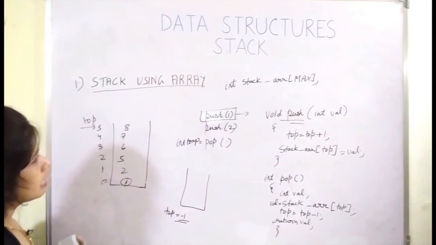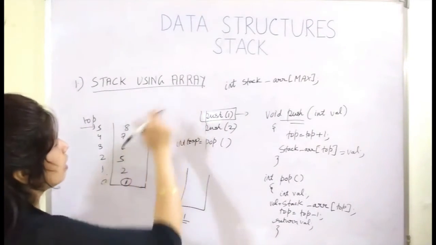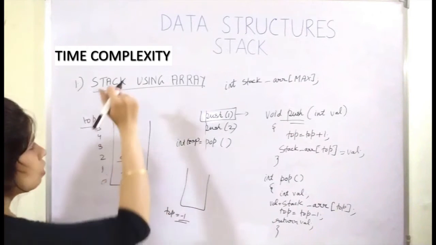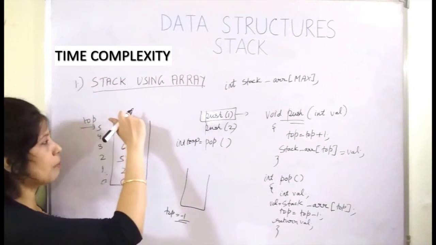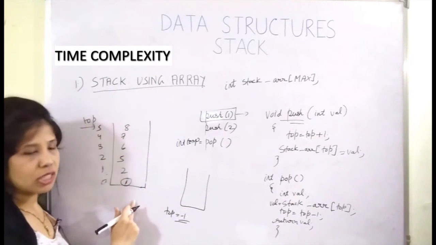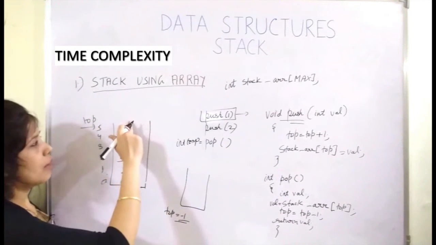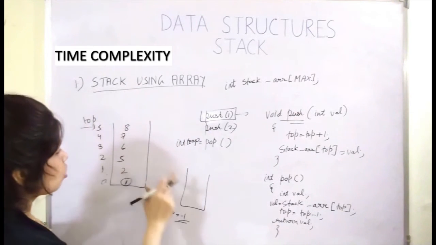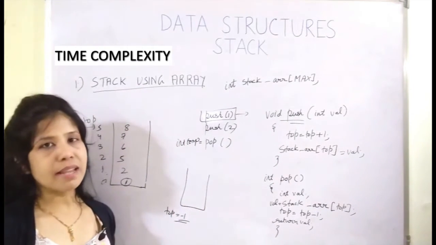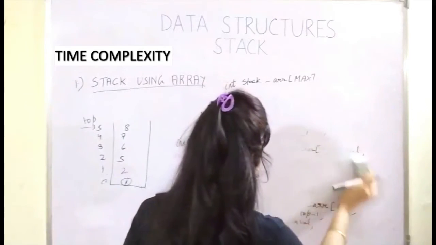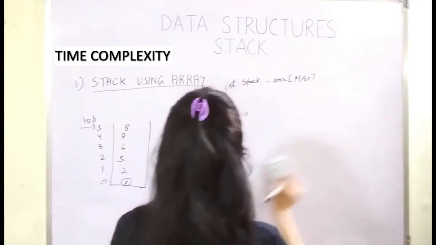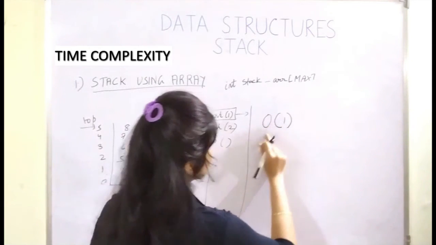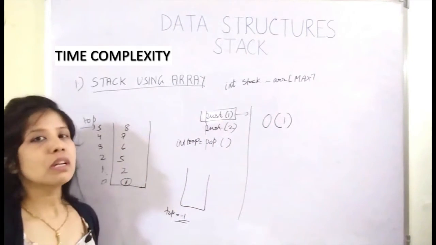So if you can see in case of the stack using the array, what is the time complexity? Push and pop operations are always performed from the top. So you don't need to come down actually. There and then you can perform the push and you can perform the pop. So it is not dependent on the size of the array. So the time complexity in stack using the array will be O(1), because it is independent of the size of the array.